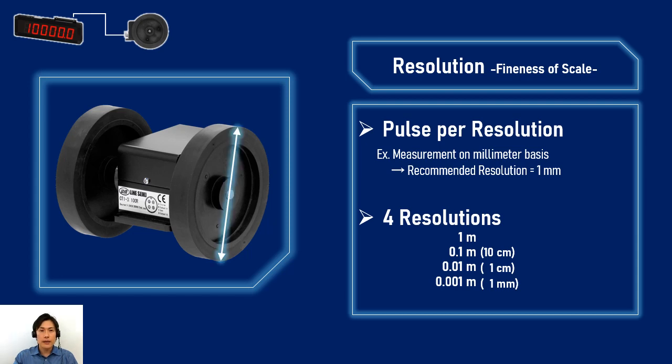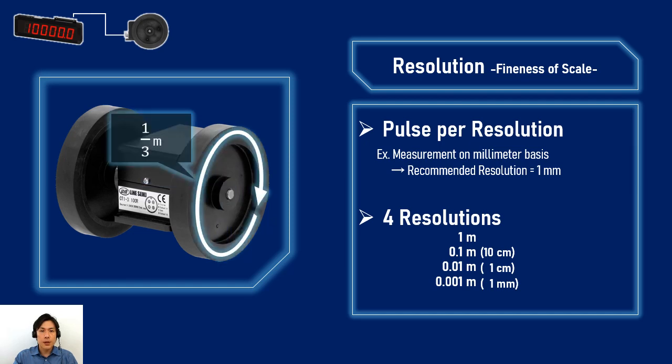And by the way, the diameter of the wheels is 106.1 millimeters. Therefore, the circumference is 1/3 meter. So 3 revolutions of the wheels equal to 1 meter.